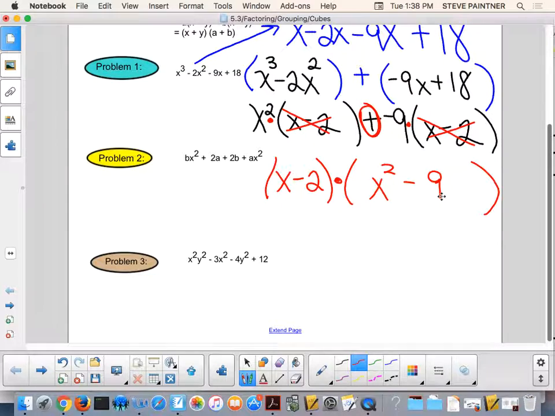Okay, and there you go. That's where you're at. 80%, 90% of the time, you're done right here. But you're not done. Look at your two factors, x minus 2 times x squared minus 9.